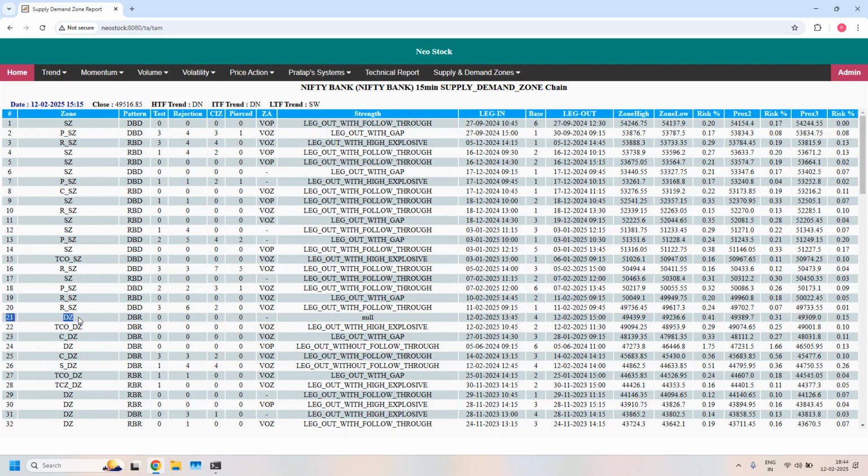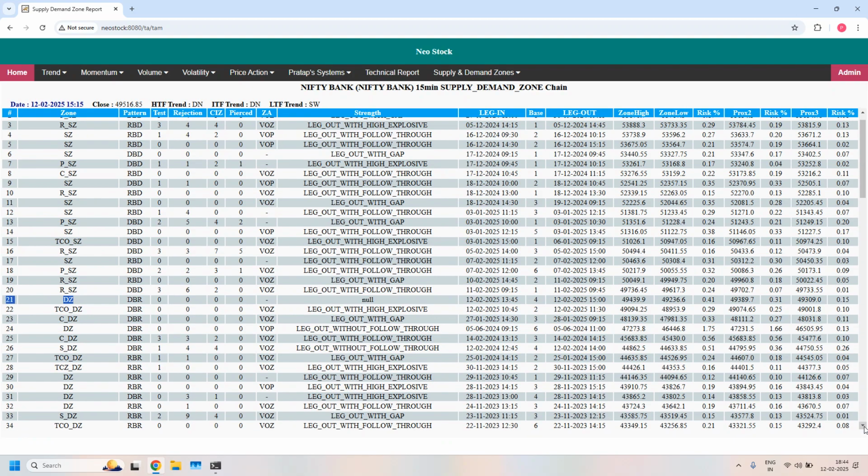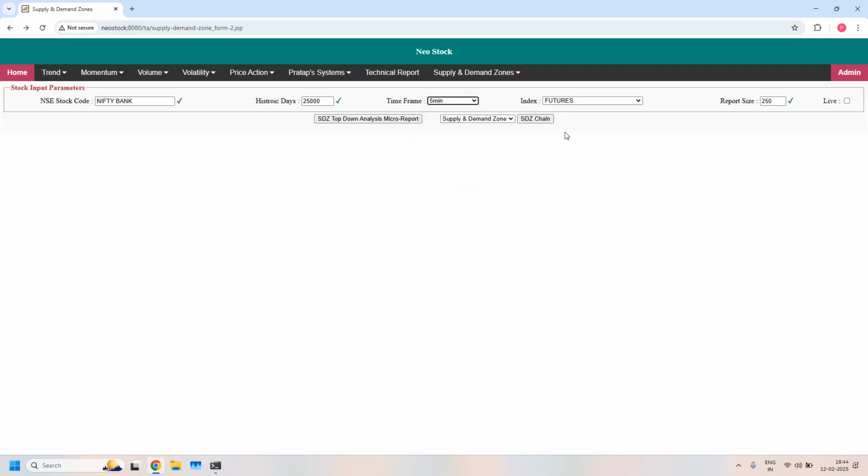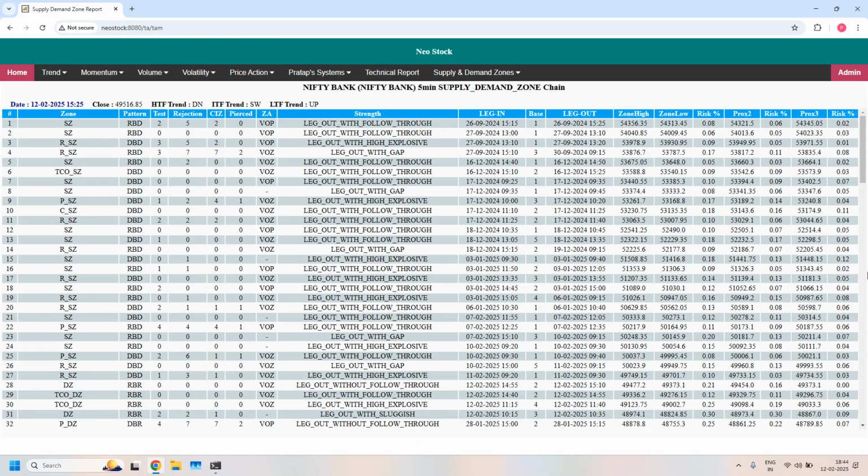Serial number 21. This is the nearest demand zone to the current closing price. Let me put it in the center. Okay. Next, 5 minutes supply demand zone chain for Bank Nifty. Serial number 28 is the most recent demand zone to the current closing price. Let me put it in the center.